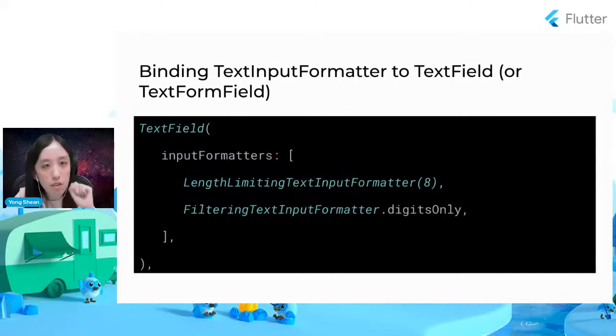So this makes it very convenient if you want to combine input formatters, like a filtering text input formatter for digits only, and also a length limiting text input formatter. So that in this case, for this text field, the user will only be able to input digits, and only up to 8 digits. And of course, you have to be careful not to put any conflicting input formatters, or you will get some unexpected result.